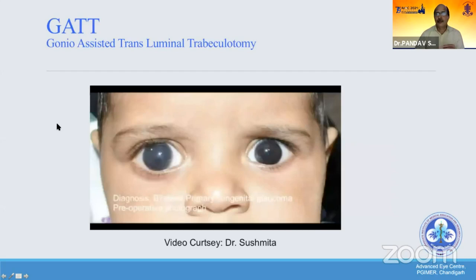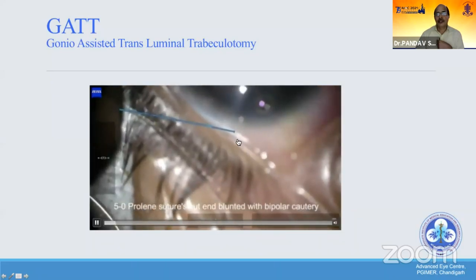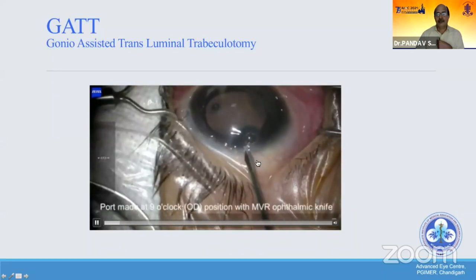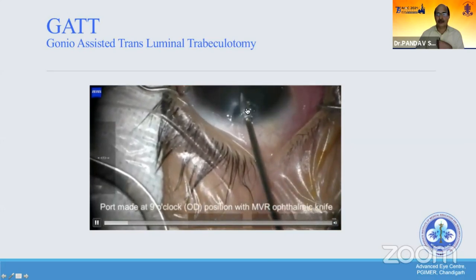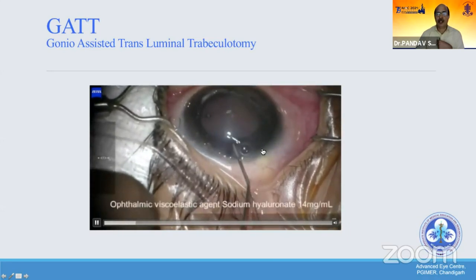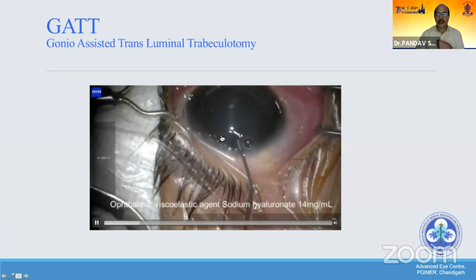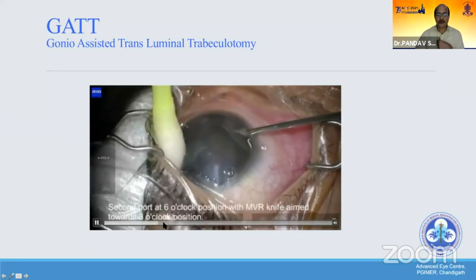Okay, and the third procedure which we can do is the gonio-assisted transluminal trabeculotomy for these. So this is a 360 degrees trabeculotomy basically. What you do here is you take a little Prolene suture and make the end a bit bulbous. Under anesthesia, with an MVR, make a port at a convenient position, usually where you are sitting, constrict the pupil with pilocarpine, and then make another port and inject some viscoelastic to maintain the anterior chamber. Then you make another port through which you will insert the Prolene suture.